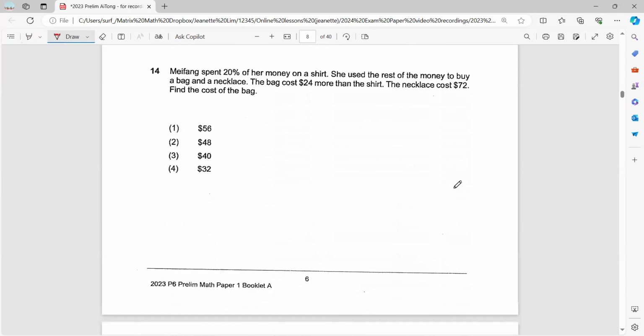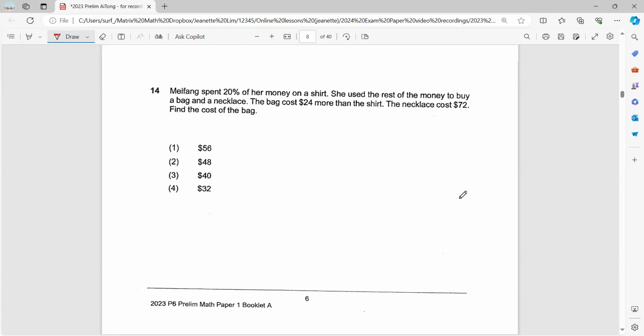Okay, question 14. Mei Fang spent 20% of her money on a shirt. She used the rest of the money to buy a bag and necklace. The bag cost $24 more than the shirt. The necklace cost $72. Find the cost of the bag. Okay, so first, instead of using percentage, let's change it to fraction. 20% is 1/5.